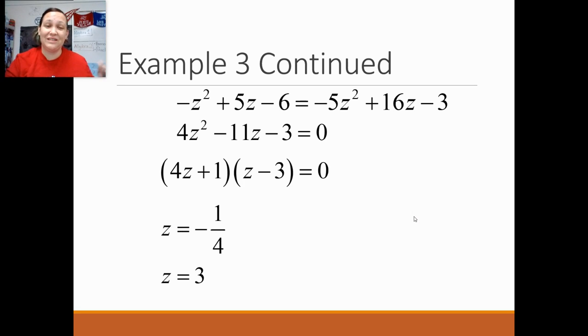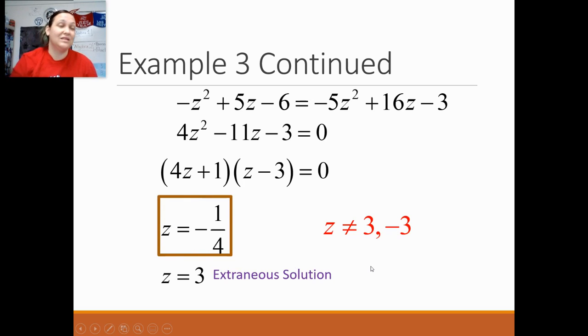Before I put a box around this, let's check and see if there were any extraneous solutions. So if we think back to our LCD, it was z plus 3 and z minus 3, which means that z cannot equal 3 or negative 3. And in this scenario, finally, we came across one where one of our solutions is also a restriction. Now, restrictions will cancel out solutions. So we're going to go ahead and say that z cannot equal 3. It's an extraneous solution. And so the only answer to this problem is negative 1/4.